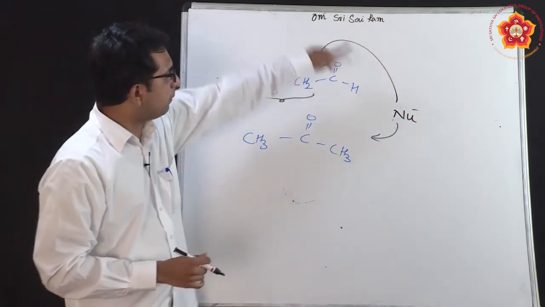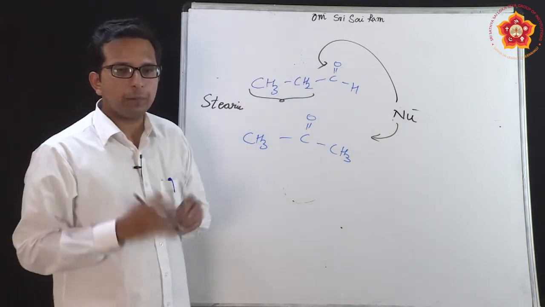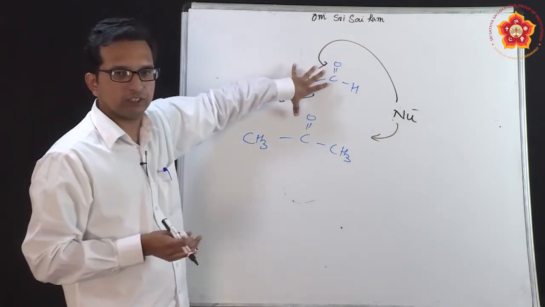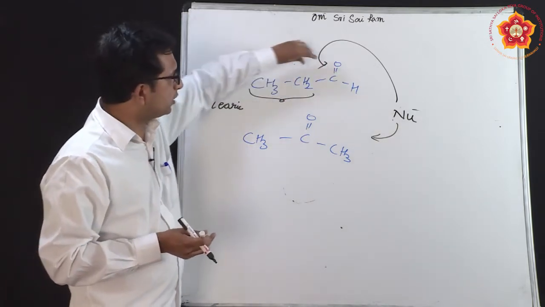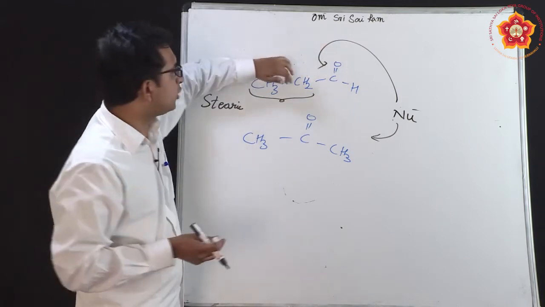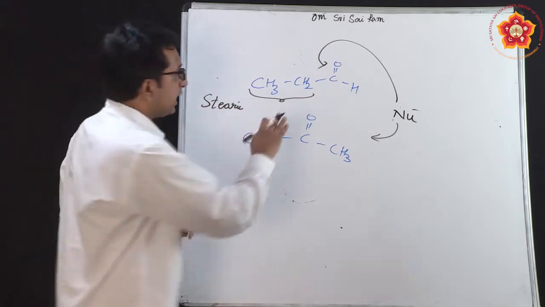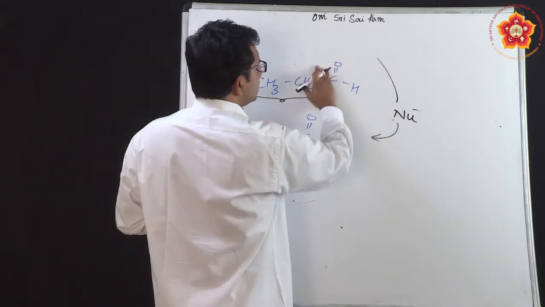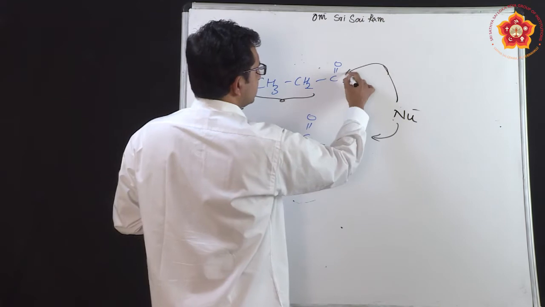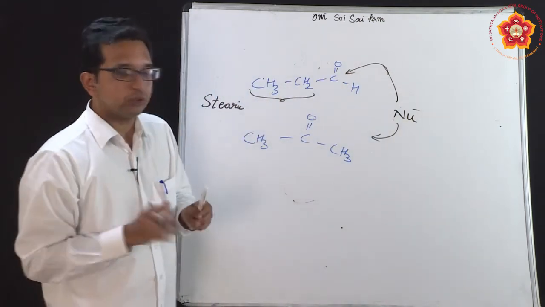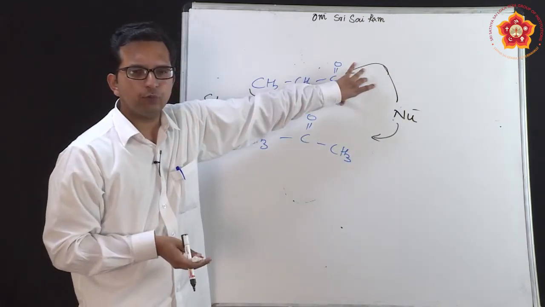If it wants to come and attack like this, it will not be possible because a big group is present here. This big group will give a steric effect, where it will not allow this nucleophile to come and attack easily. But suppose the nucleophile wishes to come and attack from this side, then it is possible because there is a small hydrogen group present.